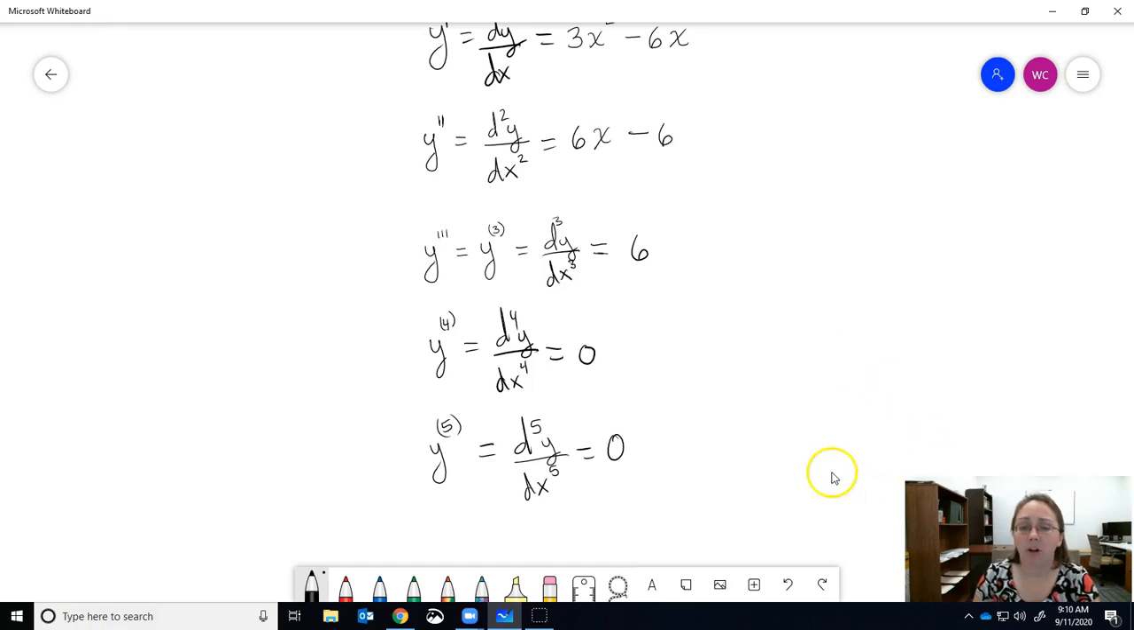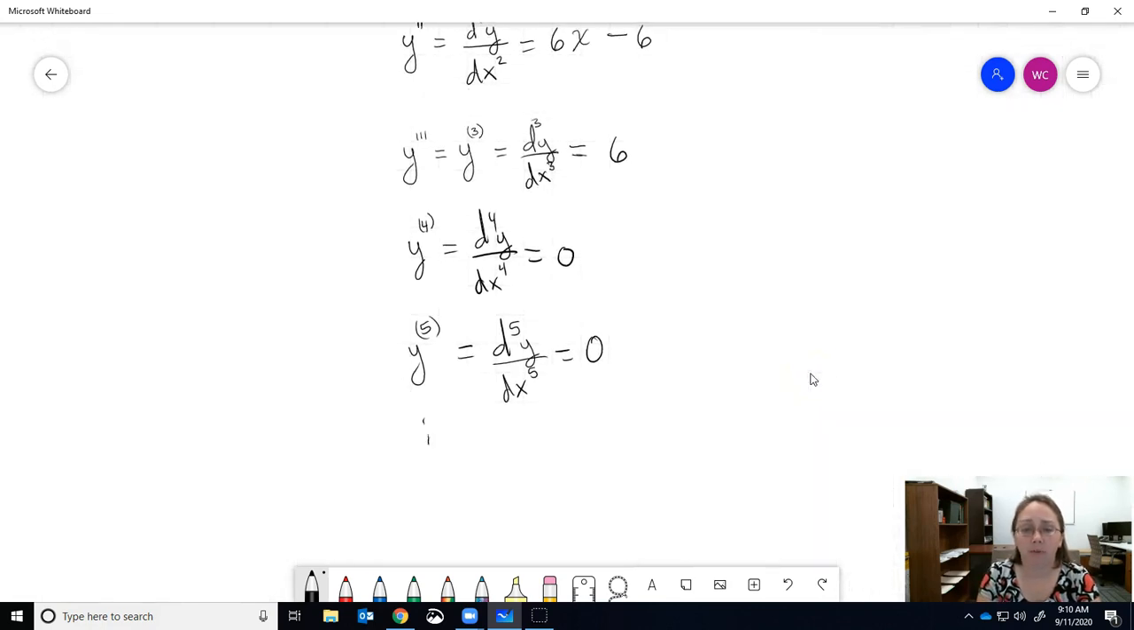So what do you think about it? If we continue along here, continue finding derivatives, what is a derivative going to be? Well, every time we're going to take the derivative of 0, so it's still going to be 0. And we'll just get 0 from here on out for all higher order derivatives, 6 or more. Okay? So that's an introduction to higher order derivatives.